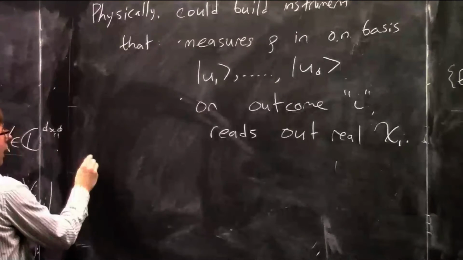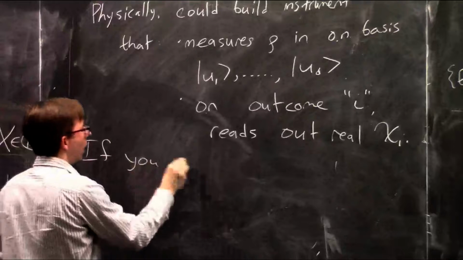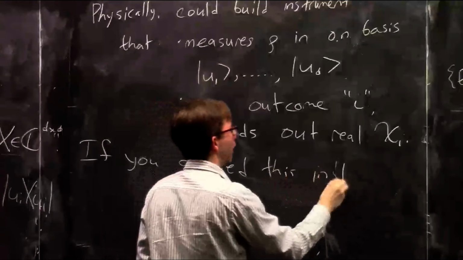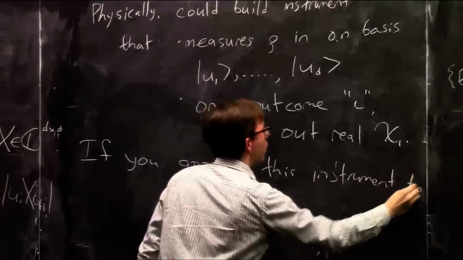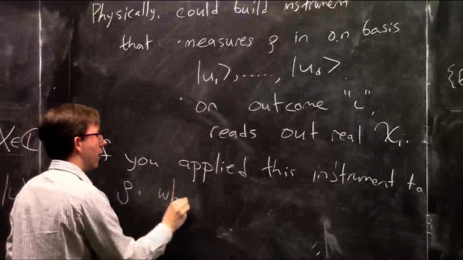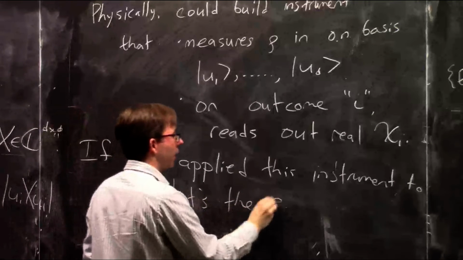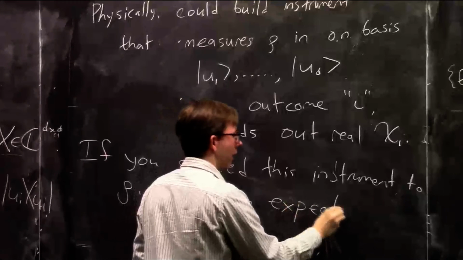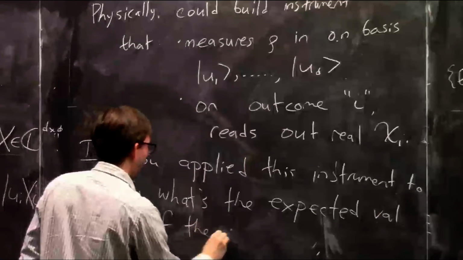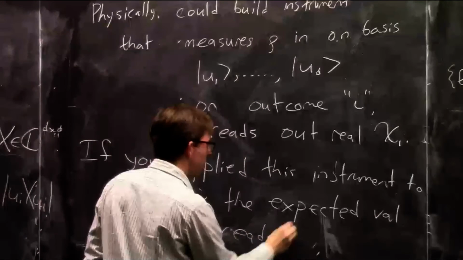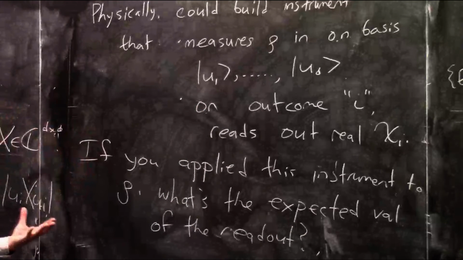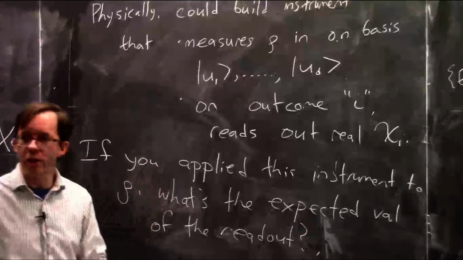So, okay, now if you apply this instrument or measurer to rho, what would be the expected value of what you'd see on the readout screen? And here I'm using expected value in the classical probability sense: what's the expectation of that real number you see on the screen?